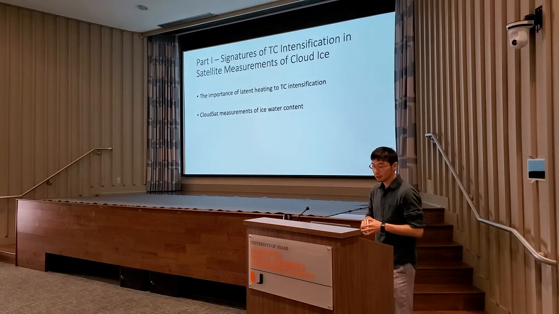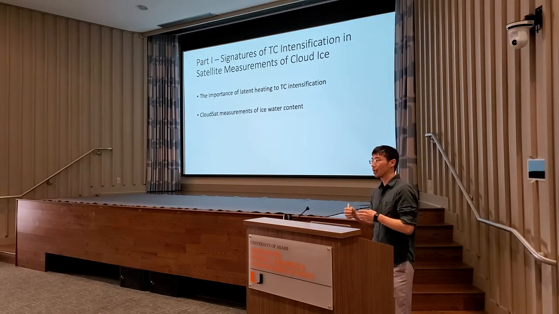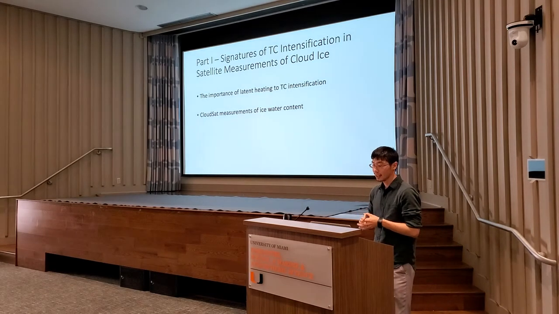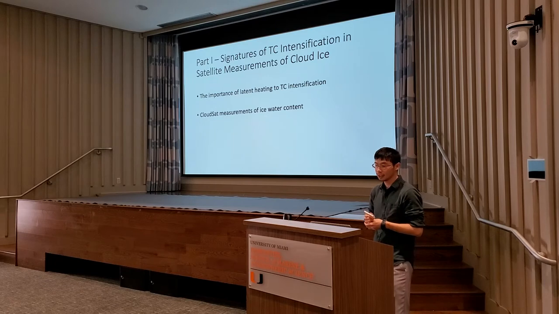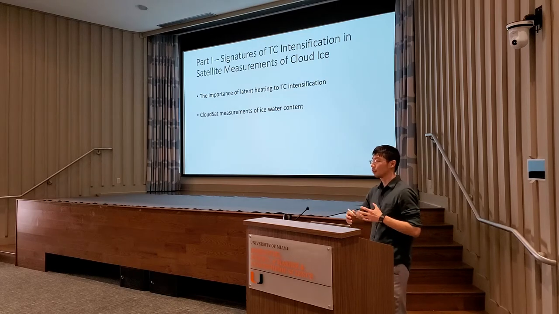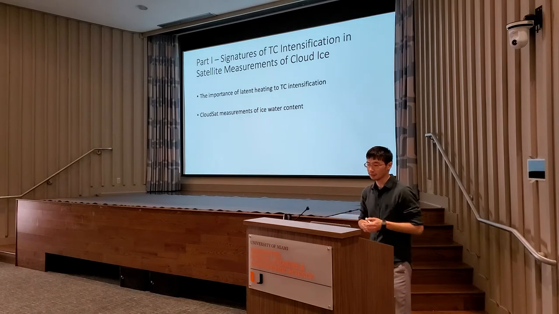In part one, we use cloud, especially cloud ice, as a proxy, and try to find if there's any signal of TC intensification in this product. Here, I'll first introduce the importance of latent heating to TC intensification, and then use the CloudSat measurements of ice water content to figure out whether there is actually a signal of TC intensification.